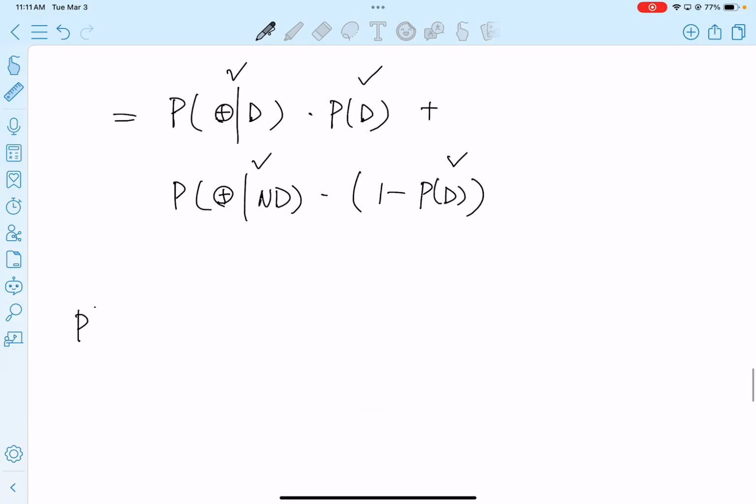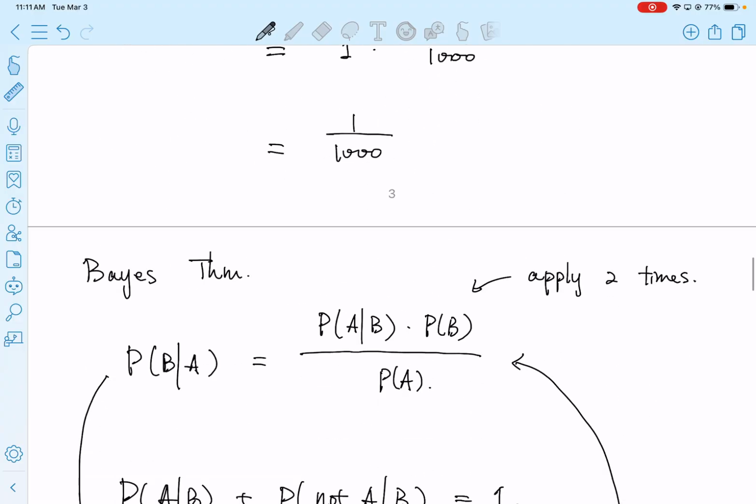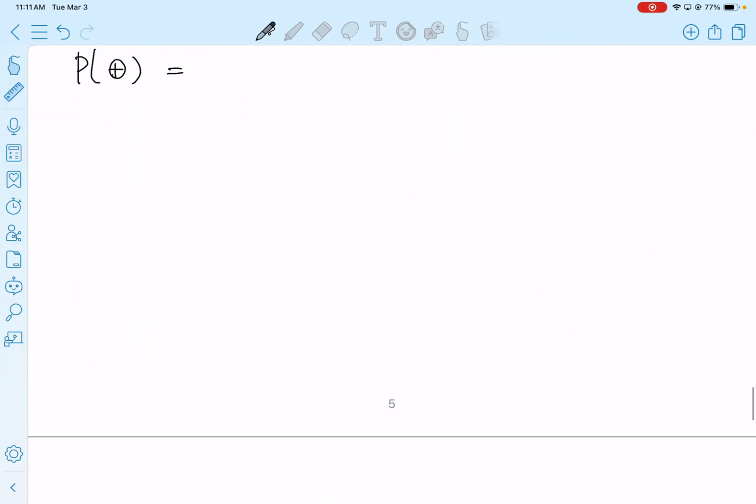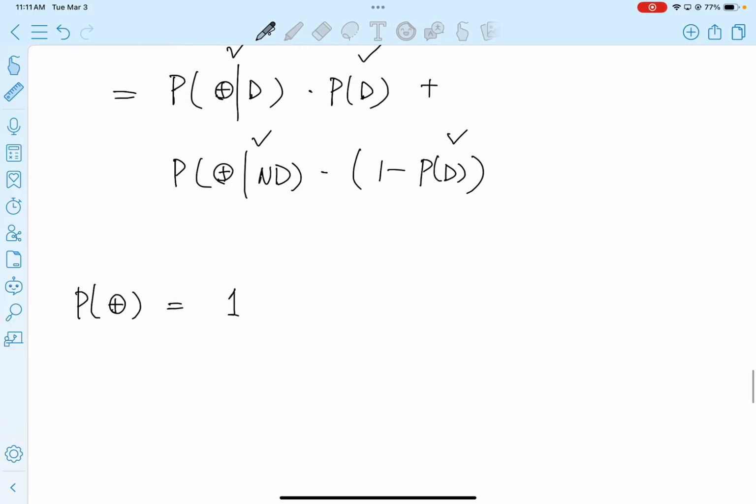So P of testing positive is equal to P of positive given disease. What number is that? Positive given disease is 1. So that means the test is doing a good job. It always gives you the positive result, multiplied by the probability of having the disease in the population, so 1 over 1,000.